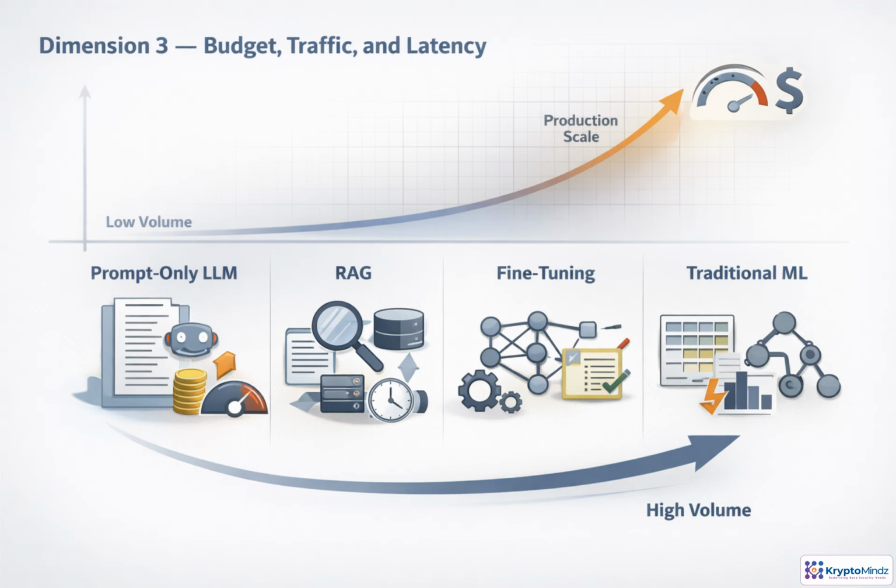Cost and latency often look fine in a prototype, then change quickly as traffic grows. A prompt-only system is fast to launch, but large prompts can make every request expensive. RAG adds retrieval, ranking, and context assembly, which may improve quality while adding delay. Fine-tuning can reduce prompt size by moving some behavior into the model, but it also adds training and deployment work. For repeated structured predictions at high volume, traditional ML can be the most efficient option.